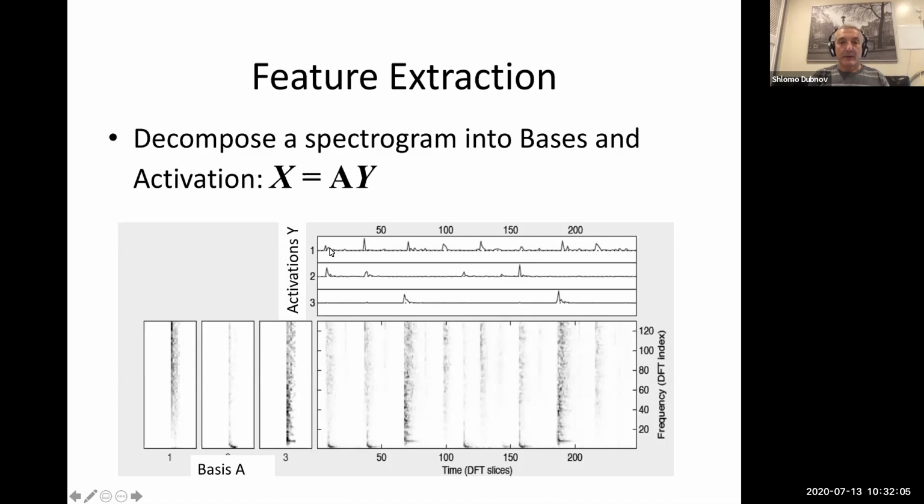Basically, this shape is represented by a lot of activations of template 1 and 2, and practically nothing in 3. Again, 1 and 2. This spectral slice is an activation of template 1 and 3, and so on. Then only 1, only 2.